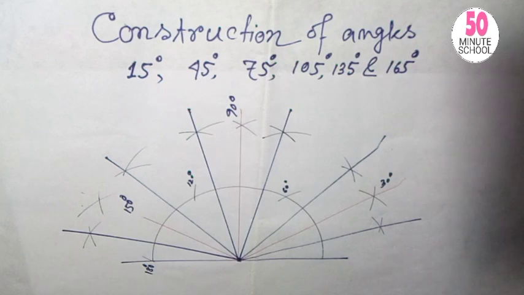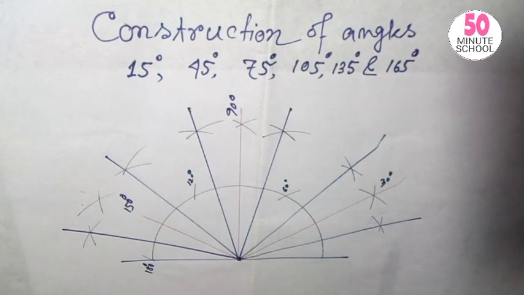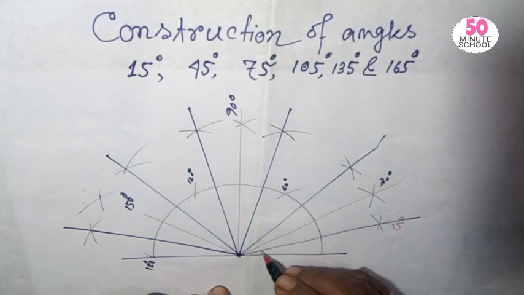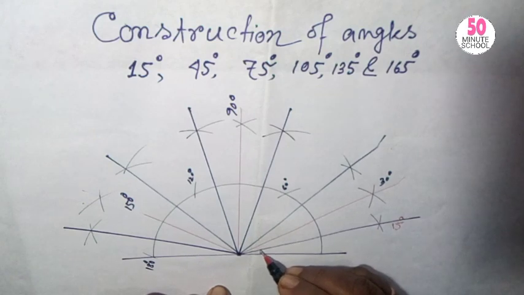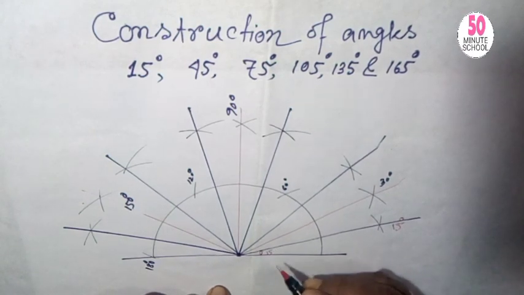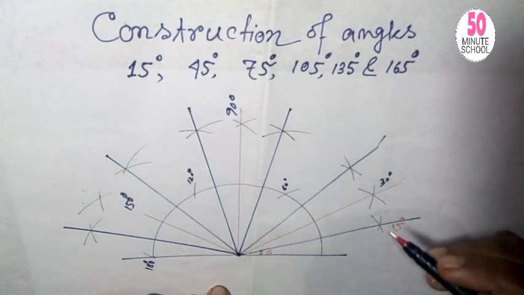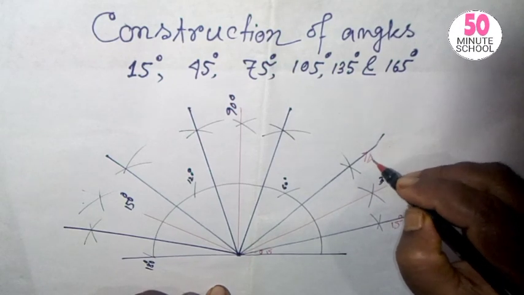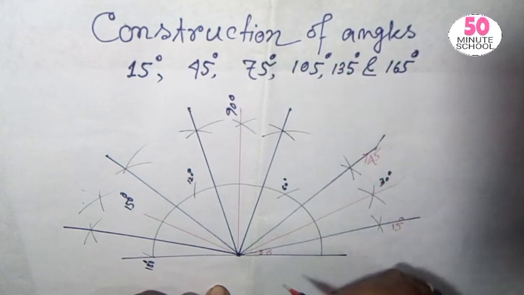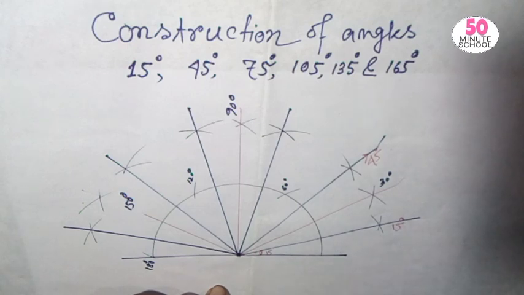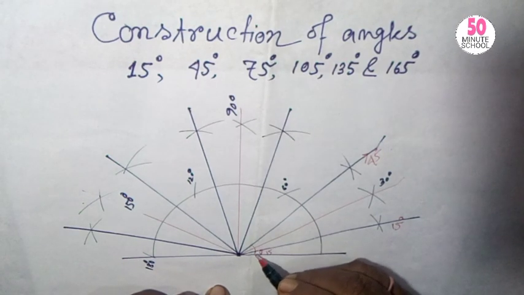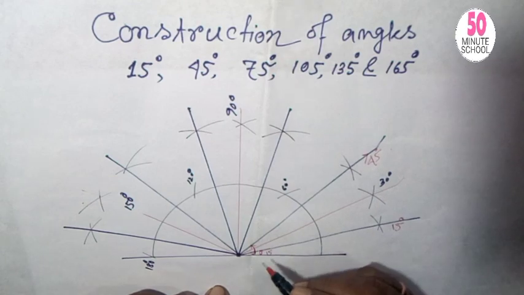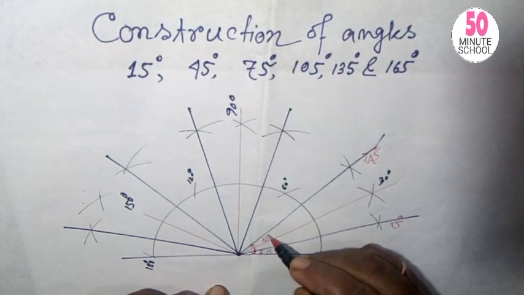This is my angles. All angles are there. This is called 15 degree. This is called 15 degree. This is called 45 degree. 45 degree. This is 45 degree.